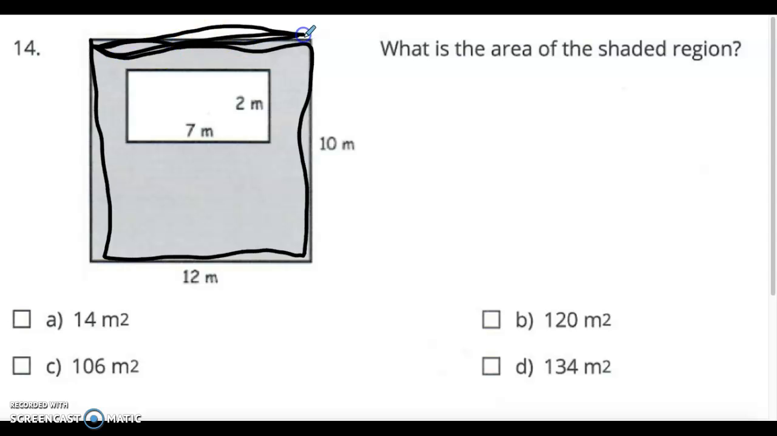I'm trying to draw a line around it with my marker. Sorry, it's sloppy. You want to find the area of the entire figure, 12 times 10. And then you want to subtract the area of this rectangle, which is 7 times 2. So you want to subtract the area of this from the area of the whole thing. And the reason you're subtracting is because this middle piece is missing. It's being cut out. So anytime it's missing, you have to subtract.